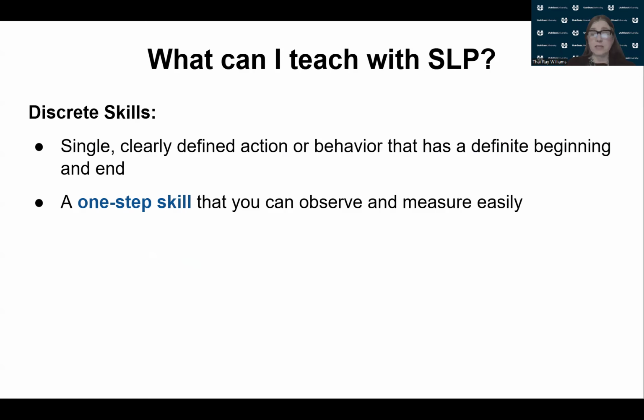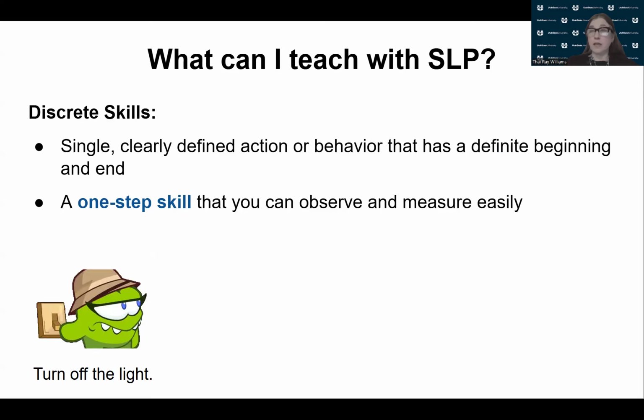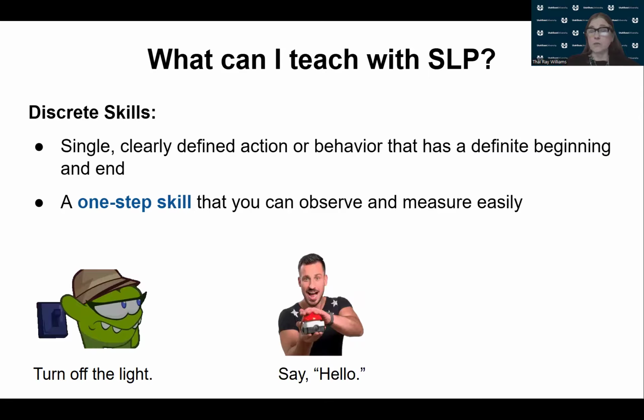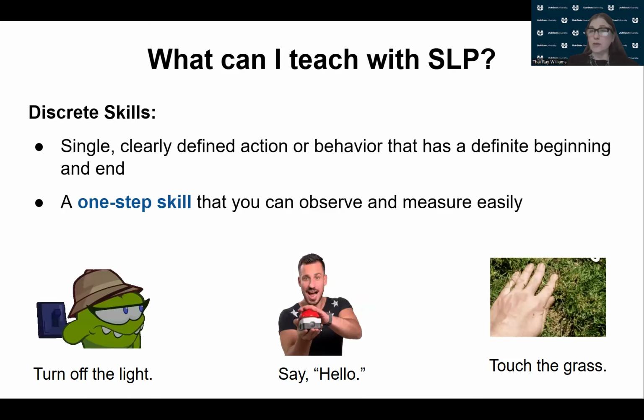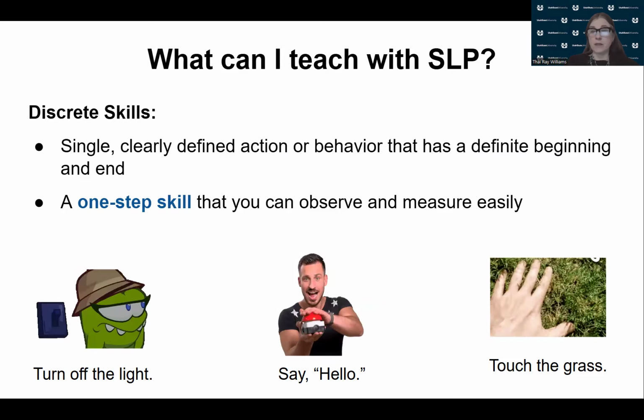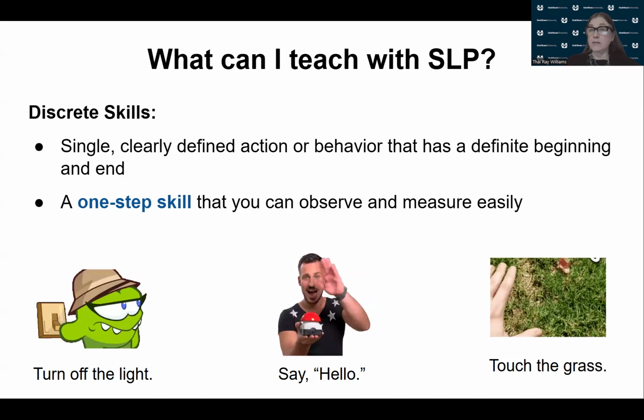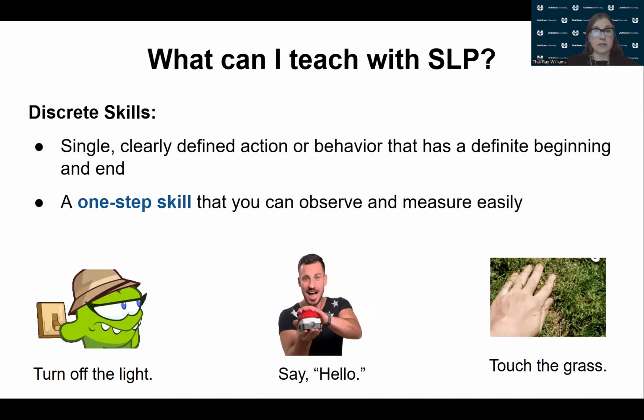So here are a couple of examples of discrete skills. One of them is turning off a light. It's just one step, click, and the light is off. So that's a one-step skill that would be considered a discrete skill. Another one is hitting a switch to say hello. You hit the switch, it says hello for you. That is a one-step skill. And then another example would be touching the grass. If the teacher gave the task direction, touch the grass, that's one step. Just got to reach down and touch it.